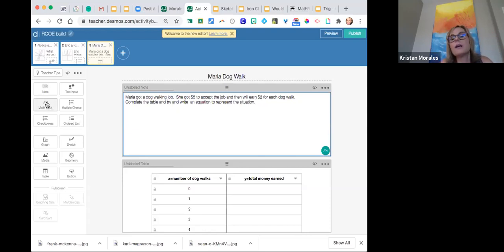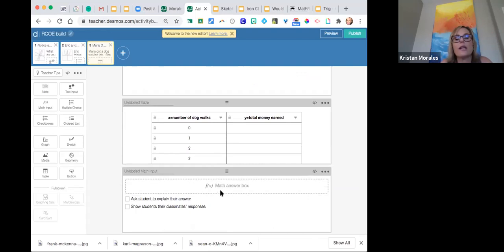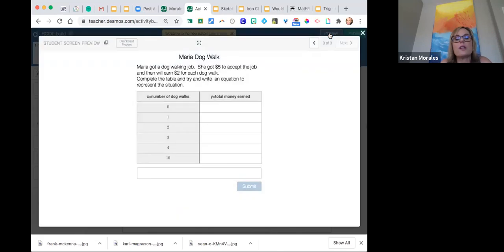input. Now, because I'm asking them to write an equation, I have to choose math input so that their input can be in the form of an equation, right? And I can still ask students to explain their answer, and I can still show students their classmates' response. Again, I can preview it, see what it's gonna look like.